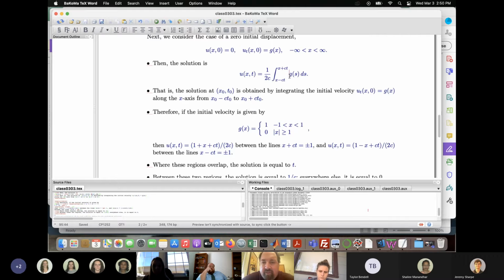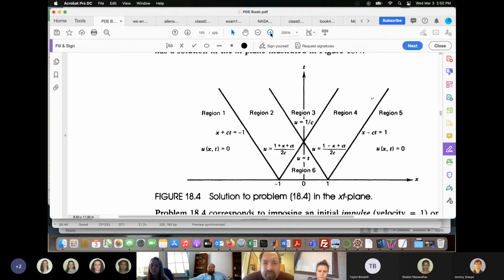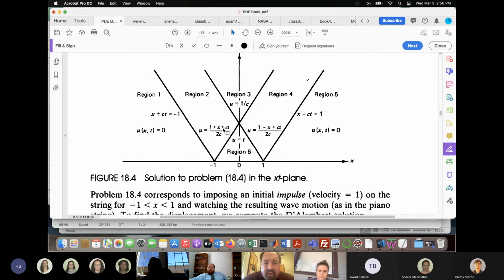Now, wherever g is non-zero, it's equal to 1. So when you compute the integral, all it is is the difference of the limits, and then you divide by 2c. So that's what happens over here. Let me make this a little bigger so you can read the text. Here I have x plus ct as the upper limit, minus -1 as the lower limit. So I get 1 plus x plus ct, and then I divide by 2c, and that's my value of u whenever I'm in region 2.